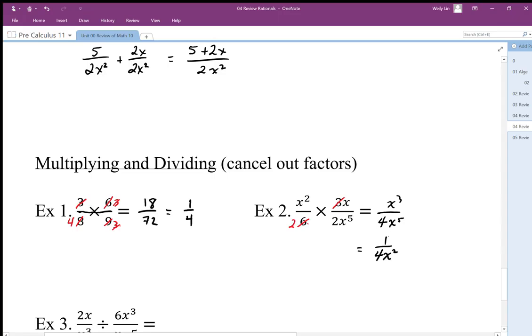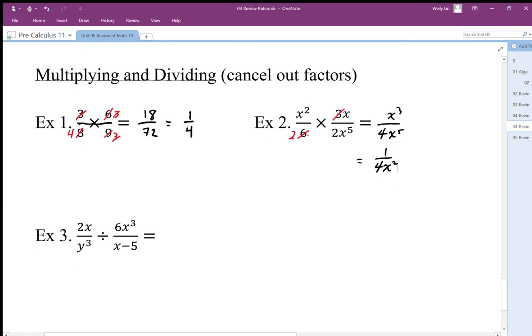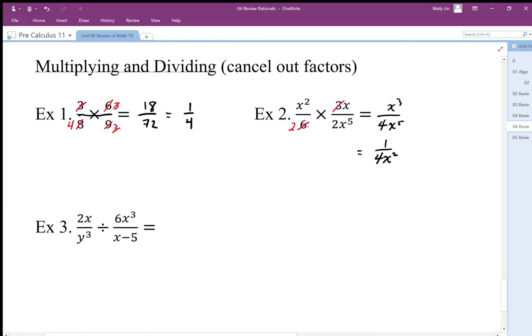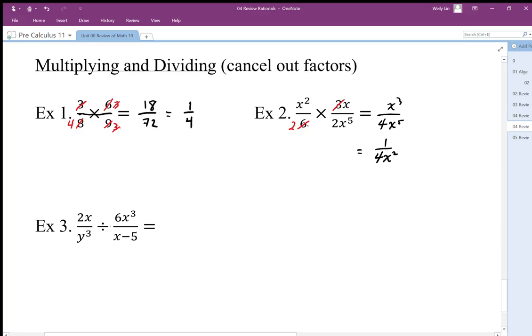Anytime we cancel with multiplication or division, we end up with a factor of 1, so that's why the 1 stays up there. When I'm dividing, I need to flip the second fraction, because if I'm going to do the opposite and multiply, I need to do the opposite here as well.